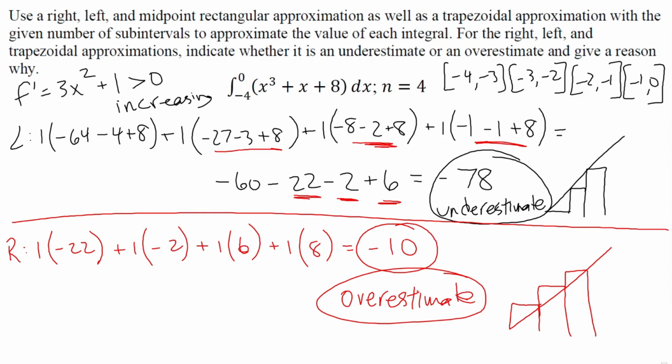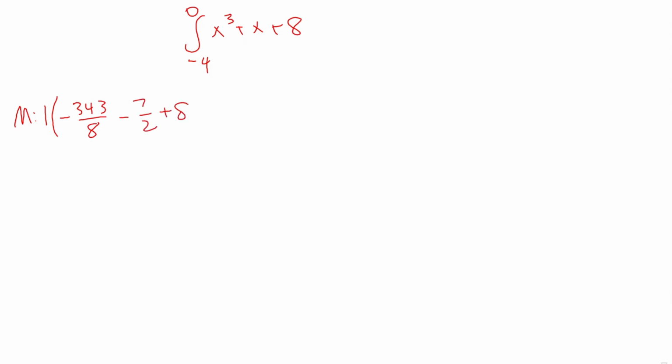So now we'll do the midpoints. We're going to have to use the values at -7/2, -5/2, -3/2, and -1/2. So again, we have the integral from -4 to 0 of x cubed plus x plus 8. For our midpoint approximation, we're going to have 1 times the value at -7/2. So that's (-7/2) cubed, which is -343/8, and then -7/2 plus 8.